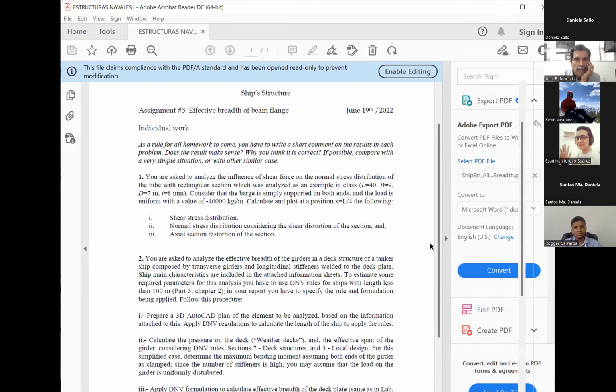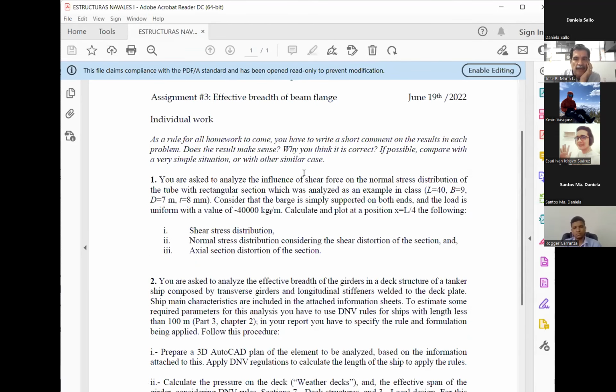For the first part of the question, it says that it's the same example that we analyzed in class. It's a length of 40 meters, a rectangular section, thickness is uniform, 8 millimeters, and simply supported on both ends. I want you to tell me the shear stress distribution. And then for the second part, you have the basic relations in the class notes.